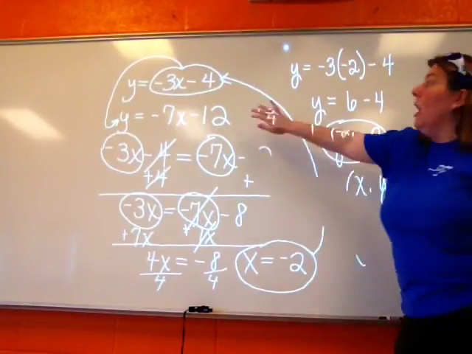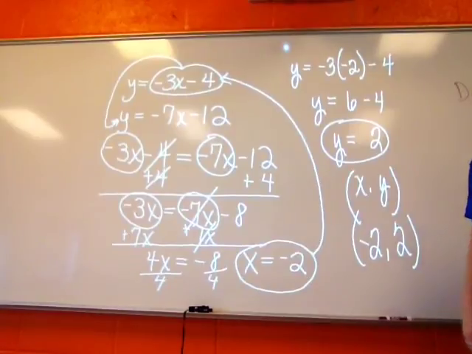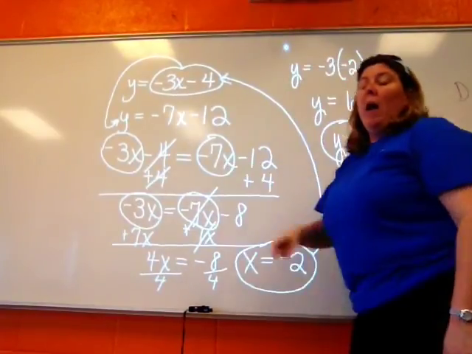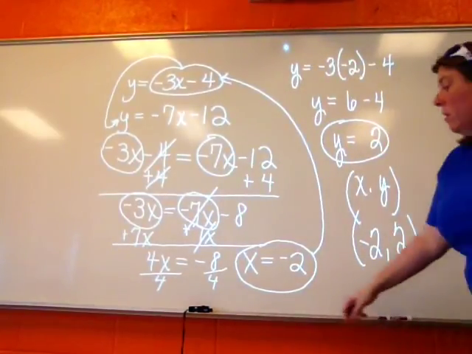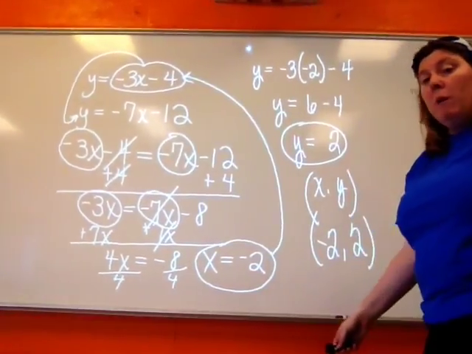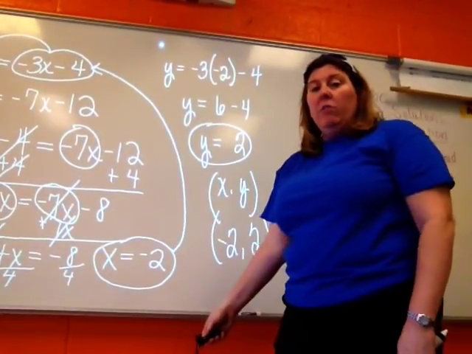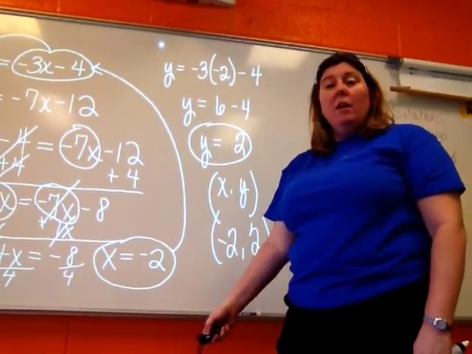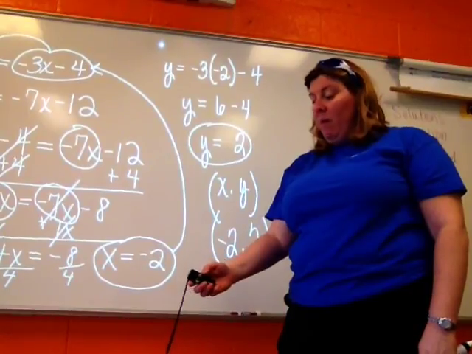If I were to have graphed these two lines on a coordinate plane, they would have crossed at the point negative 2, 2, because that's where those two lines are equal. So check your paper and see where you missed that problem, and then you can continue on to the next problem that you need to work.